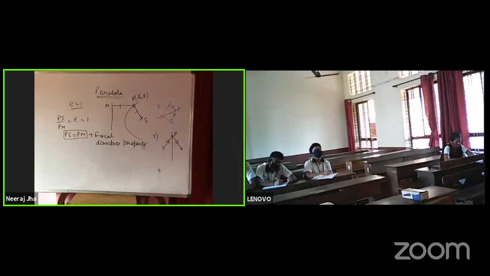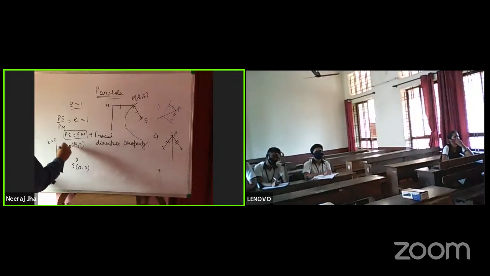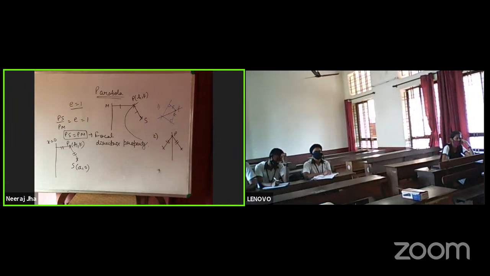Okay, please tell me one thing. Let's say we have this focus as a comma 0, and this directrix as x is equal to 0. Now please find the locus of this point h comma k, point P, such that these two distances are equal. What will be the locus? Please tell me.